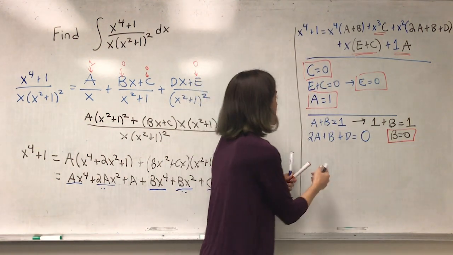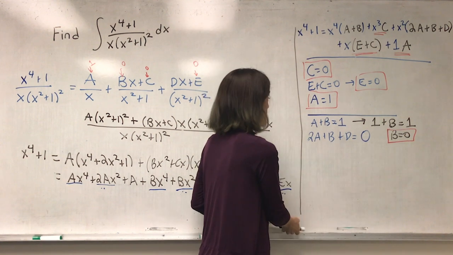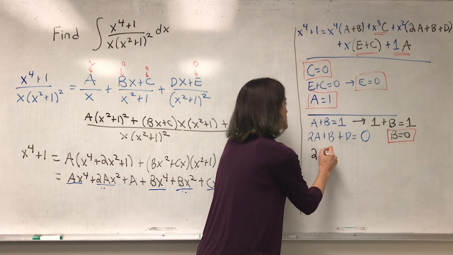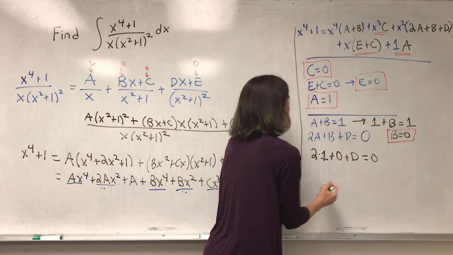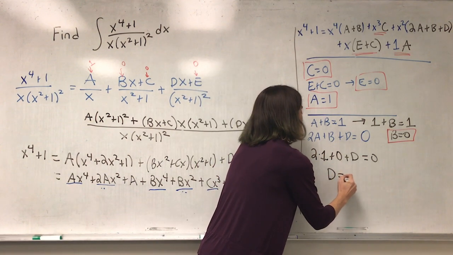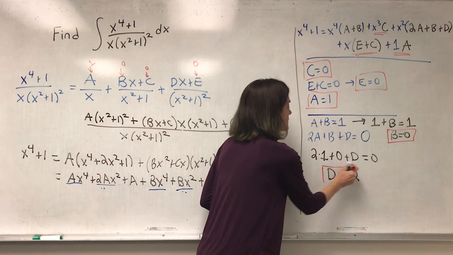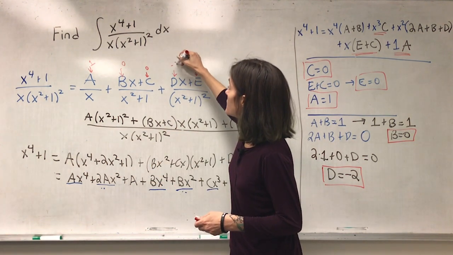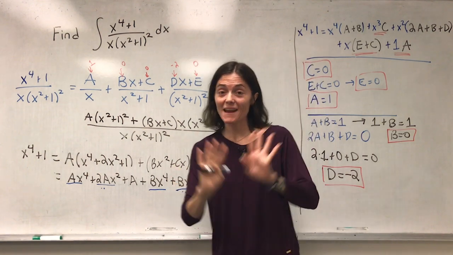Okay, the last equation, well, I can solve for d because I know a and I know b. So let's write that here. I know that 2 times 1 plus 0 plus d equals 0, right? Therefore, d is -2. Okay. We have found d. This one is -2.